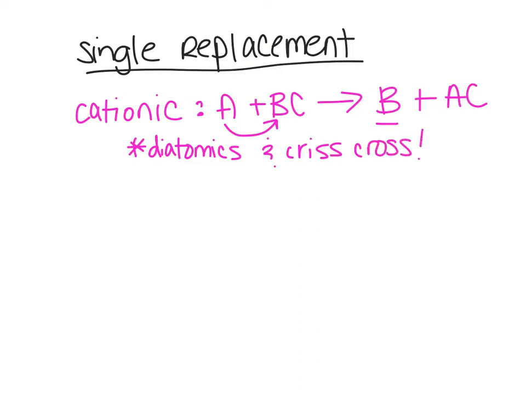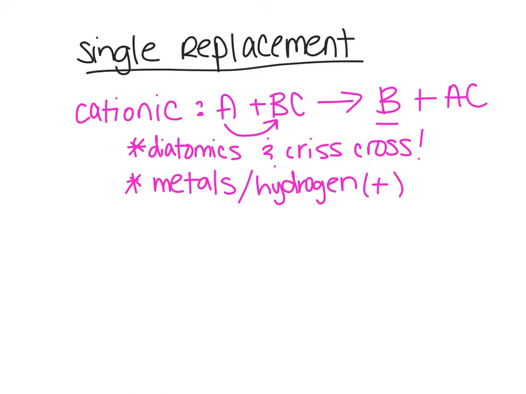The other thing to notice is that your cationic is usually dealing with metals by themselves or hydrogen, because these guys usually have the positive charges. Hydrogen happens to fall in group 1 on the periodic table. It's a plus charge, so it usually gets booted out. We're going to talk about that in a second. Does this happen naturally? I'll show you what you can look at, and then you'll see which ones happen naturally.